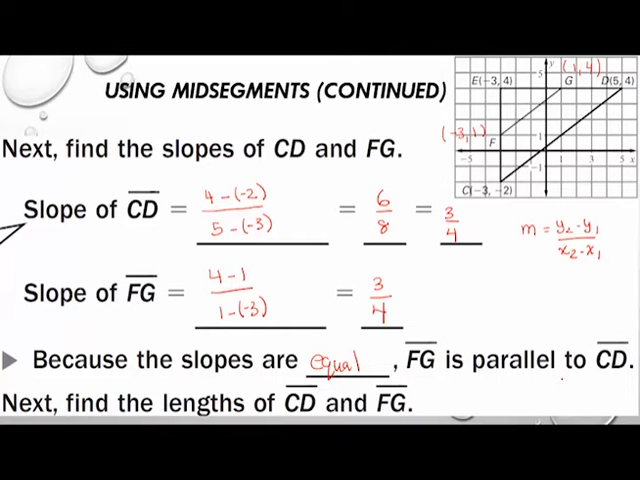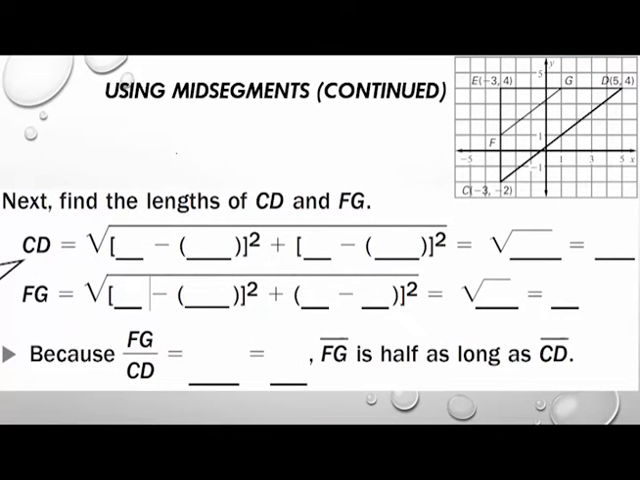Let's now go ahead and find the lengths of line segment CD and line segment FG. Okay, lengths. Remember, the formula for length is the same as finding the distance, which is the square root of x2 minus x1 squared plus y2 minus y1 squared. To find the length of CD, we've got 5 minus a -3, the whole thing squared, and we've got 4 minus a -2, the whole thing squared. When we simplify this, this is the square root of 100, which is 10.